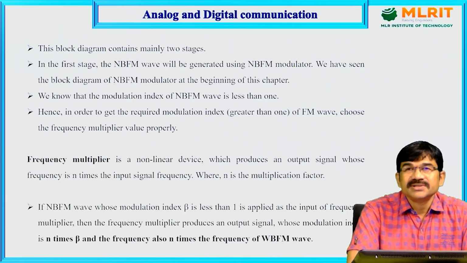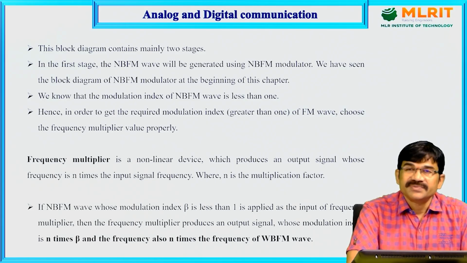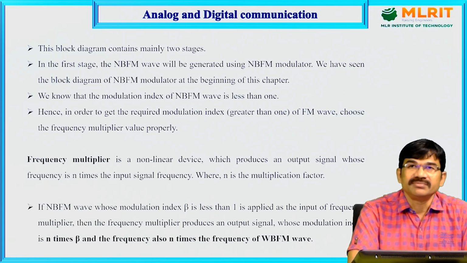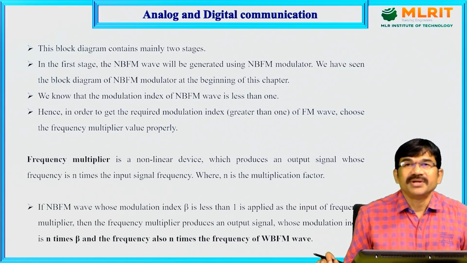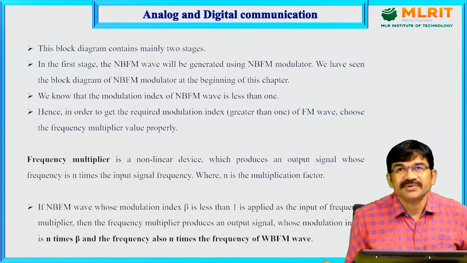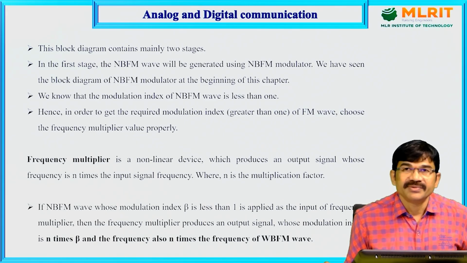Next, the indirect method is the Armstrong method, which generates wideband FM by using frequency multiplication. First we generate the narrowband FM, and the narrowband FM output is applied to the frequency multiplier. The frequency multiplier takes the base, reference frequency and multiplies it in such a way that we get a modulation index, or beta value, greater than 1. So by multiplying the original frequency n times we get a beta value greater than 1, and once we do, we automatically get the wideband FM signal.